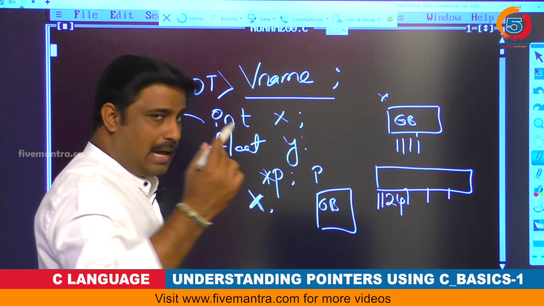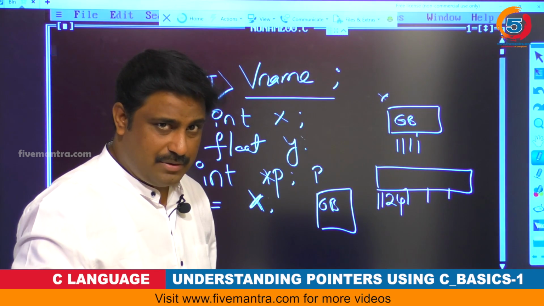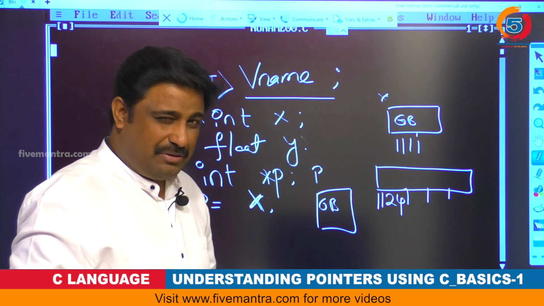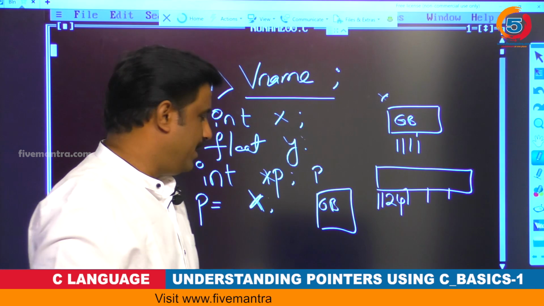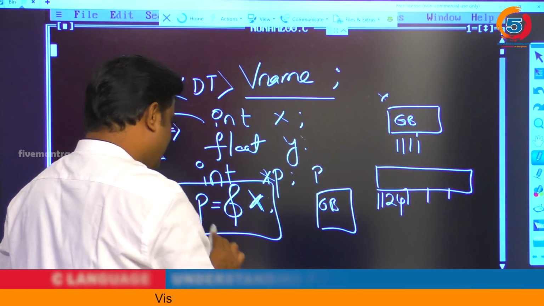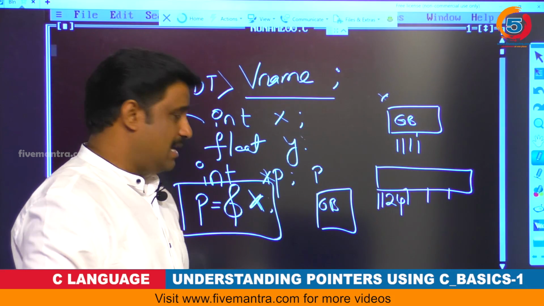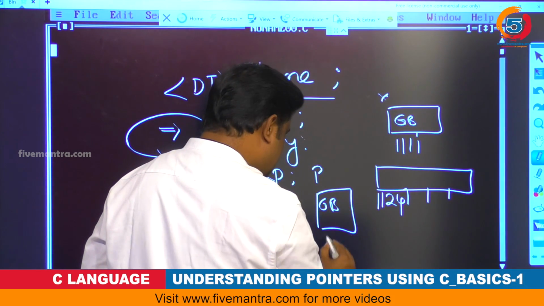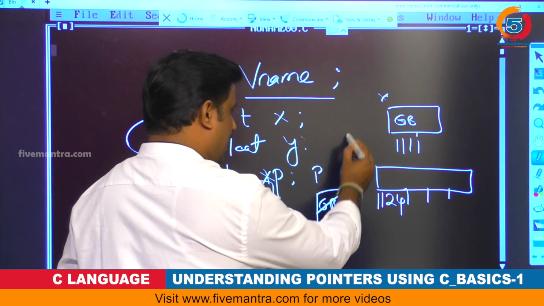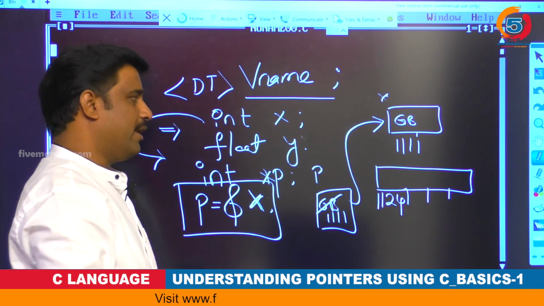When you want to save the address of x, how to save? You already know, you have worked with scanf. When you use scanf and want to send a value to a particular variable, you have to use one operator, that is the address of operator. This is the important one, right? p equal to address of x. Now p holds 1111 instead of a garbage value. Now it will point to this memory location.